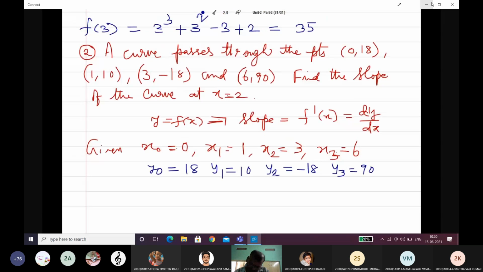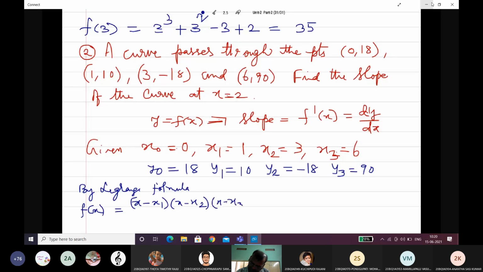Okay. Now by Lagrange's formula, f of x is equal to (x minus x1)(x minus x2)(x minus x3) by (x naught minus x1)(x naught minus x2)(x naught minus x3) into y naught plus ... Same formula.